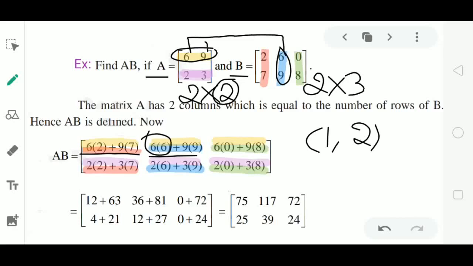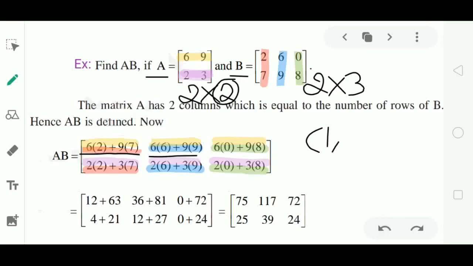Next, second element of first row of A is multiplied with second element of second column of B, 9 is multiplied with 9. Then we take the sum of these products. 36 plus 81 is 117. Next, to get third element of the matrix AB, that is element lying in first row, third column, we consider first row of A and third column of B.